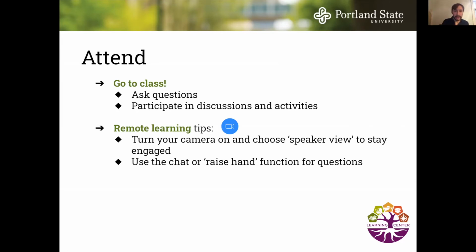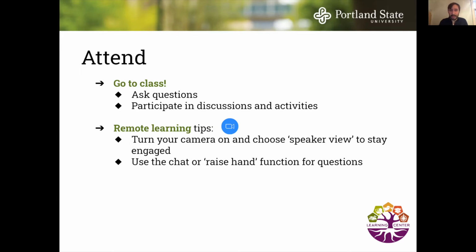And then the next step is actually attending class. As much as you can, it's good to make this more of an active experience than a passive experience. We'll talk more about that in a moment. But one way is just asking questions. That can be quite a challenge right now with remote learning. But there is a chat function for raising your hand. So that may be one way that could help you to get the professor's attention and ask a question.